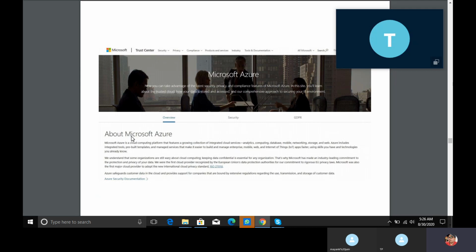If you read the first line here, you will understand what the Trust Center means. Microsoft Azure is a cloud computing platform that features a growing collection of integrated cloud services: analytics, computing, database, mobile, networking, storage, and the web. Azure includes integrated tools. So you are getting lots of services. How exactly can you trust them? How can you use them blindly? What are the rules and regulations?